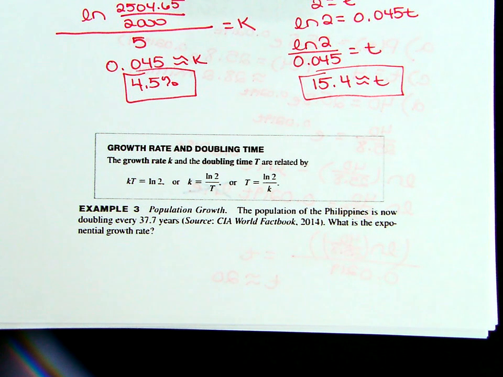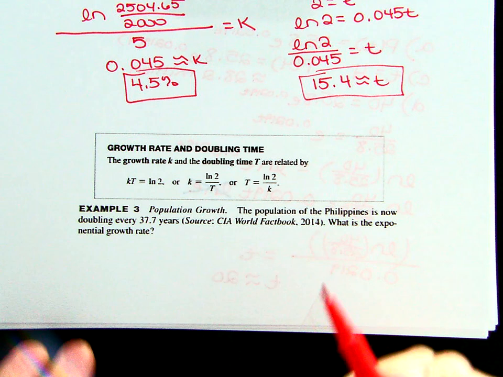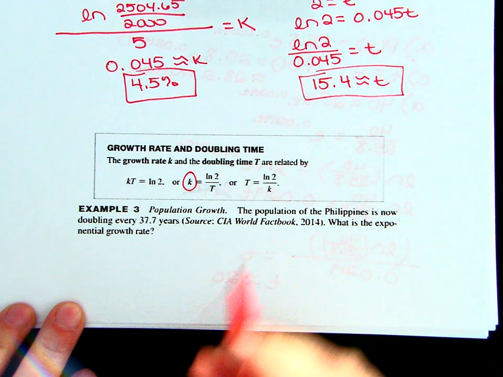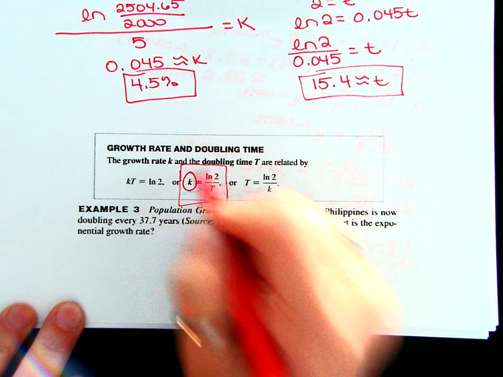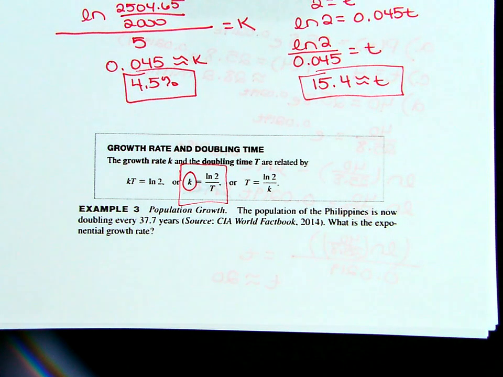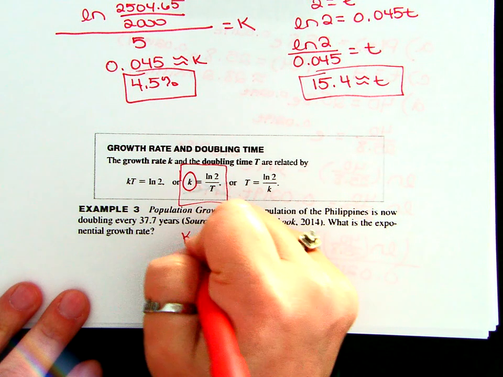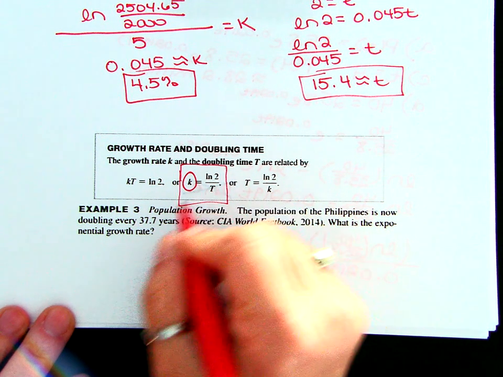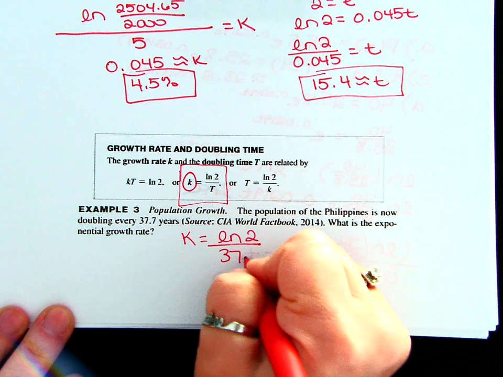It says the population of the Philippines is now doubling every 37.7 years. What is the exponential growth rate? So this one, we don't know what our K is. Since that's what we don't know, I'm going to lean towards using this middle form of it. We don't know what our growth rate is, but we can take ln of 2 and divide that by the number of years our population doubles by, which is 37.7, and we're going to come up with our growth rate.